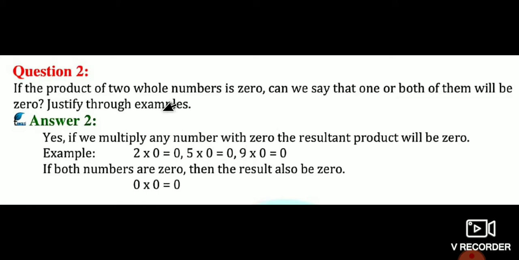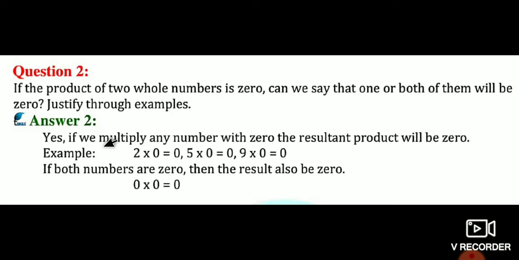Here in this problem it is given that the product of two whole numbers is 0. Then can we say that one or both of them will be 0? So you have to justify this through examples. The given statement is true. Therefore yes, if the product of two whole numbers is 0, then one or both of them will be 0.